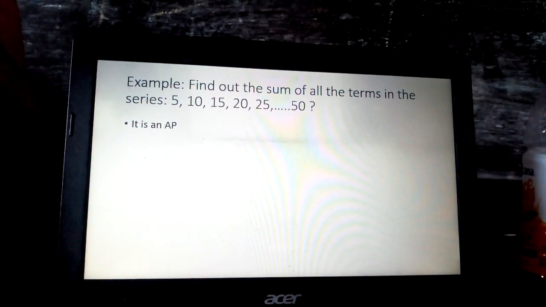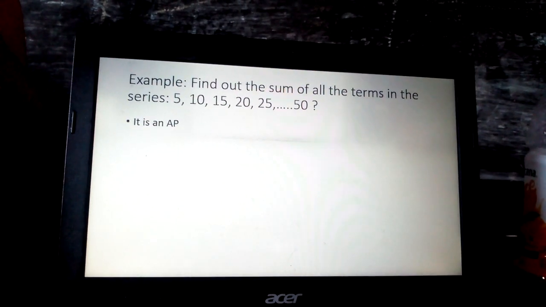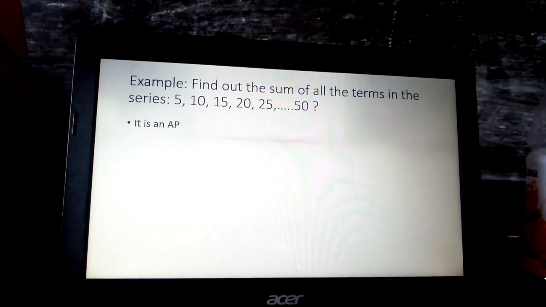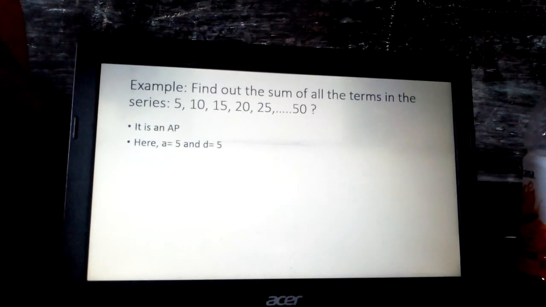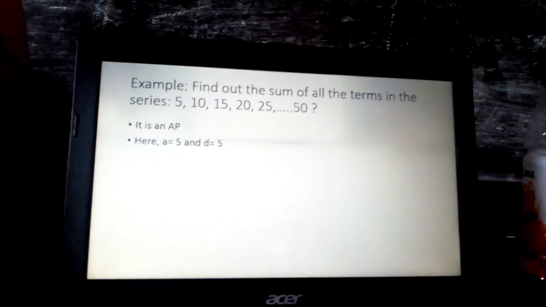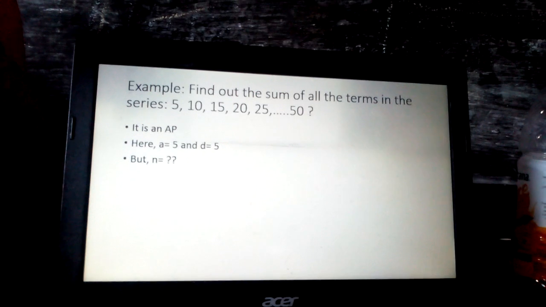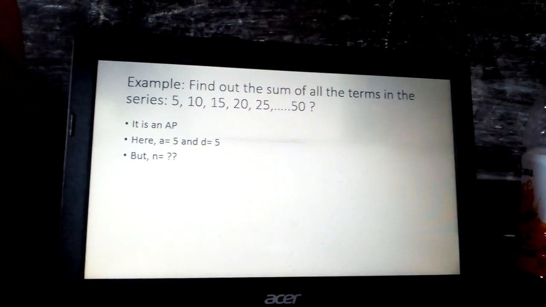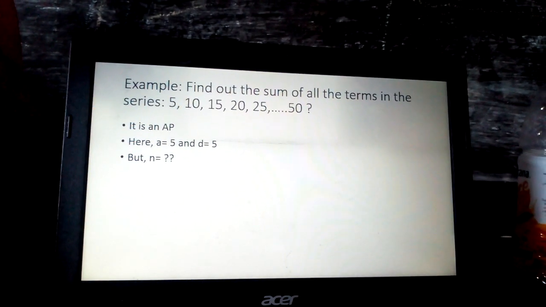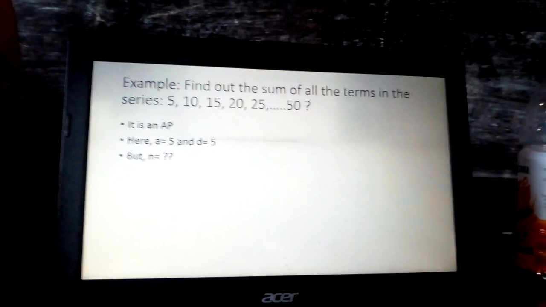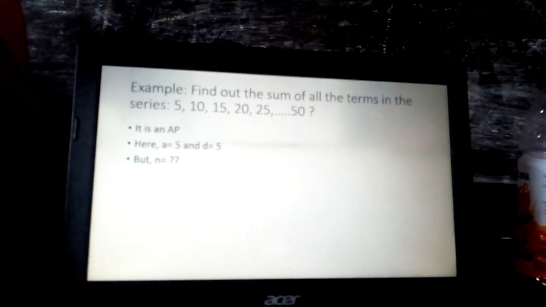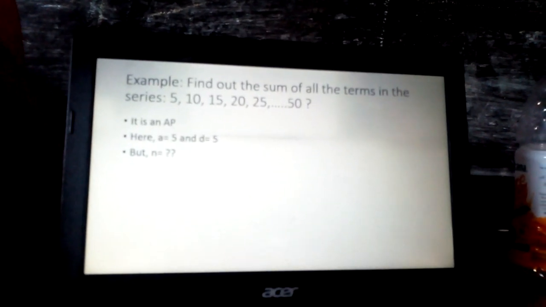You know that. But the point is, there's one thing missing. Now what is that? The first term, a, is already there, 5. The common difference is also 5. So that is there. But what about n? You have to find out the sum of how many terms. We have not been given the total number of terms. We have only been given the last term in the series. So we don't know how many terms there are. That is, we do not know whether 50 is the 8th term or the 10th term, or probably it could be the 12th term also, but we are not sure.